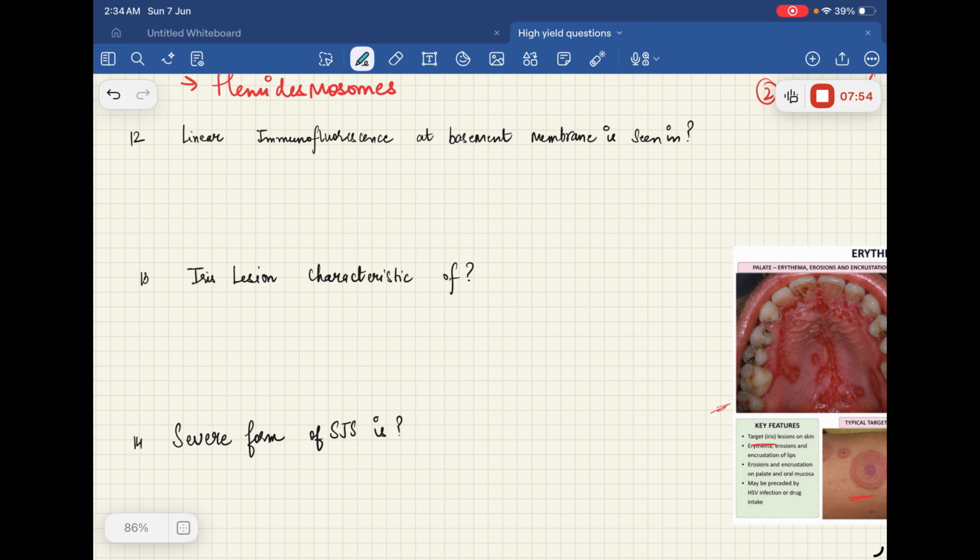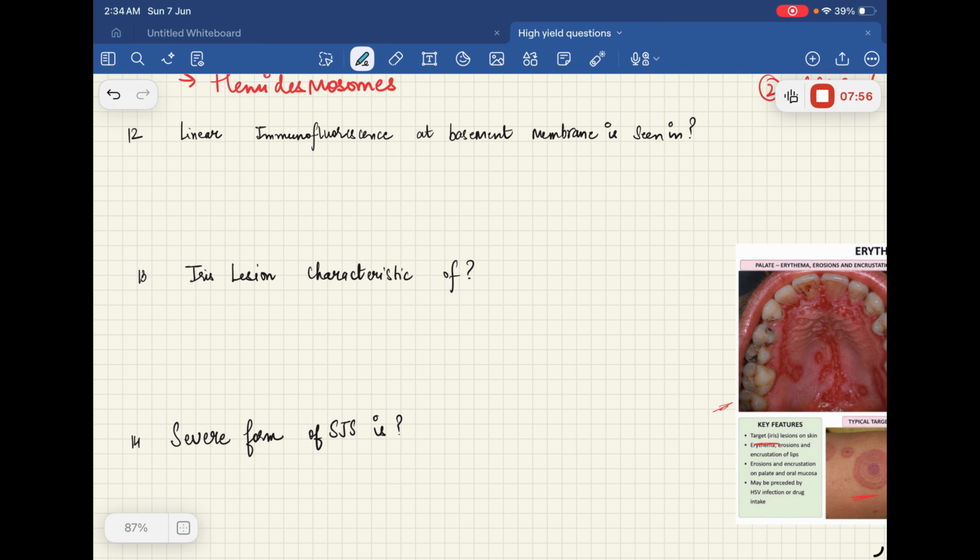Next, linear immunofluorescence at the basement membrane is seen in bullous pemphigoid. Now, what did pemphigus vulgaris show in the immunofluorescence pattern? It showed a fishnet or chicken wire appearance. And bullous pemphigoid shows a linear appearance.